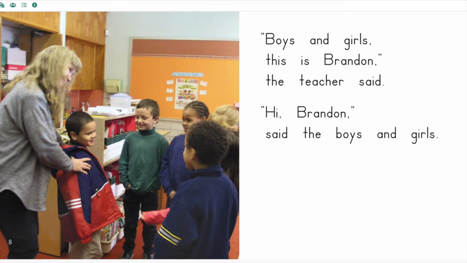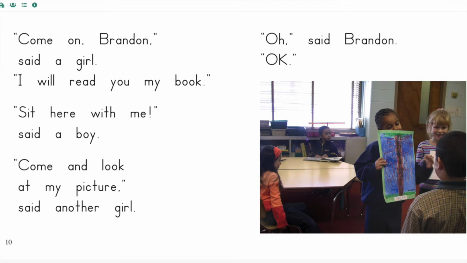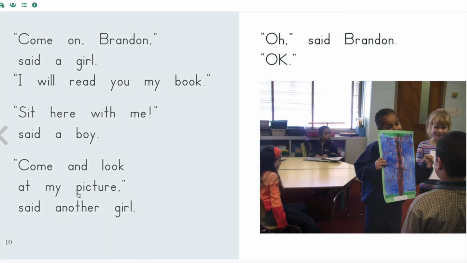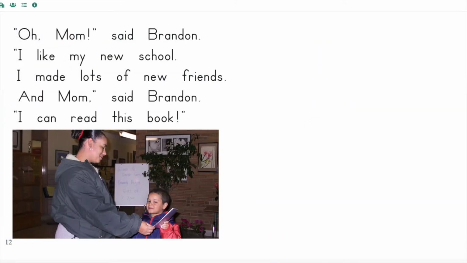So here he gets to meet the boys and the girls in his classroom. And here is a girl, and she's going to read a book to him. And then a boy says to sit with him. And then this girl in the picture on page 11 is saying, what is she showing him? Yeah, her picture. Let's look at that word, picture. Let's see if we can find it on page 10. The word picture. So he says, okay. And then at the end of the day, he tells his mom that he made lots of new friends, and then he could read that book in his hand.